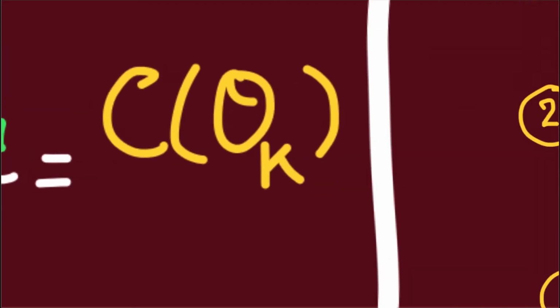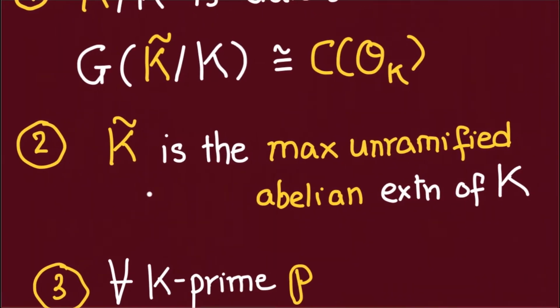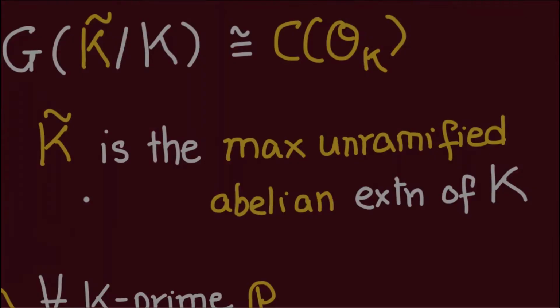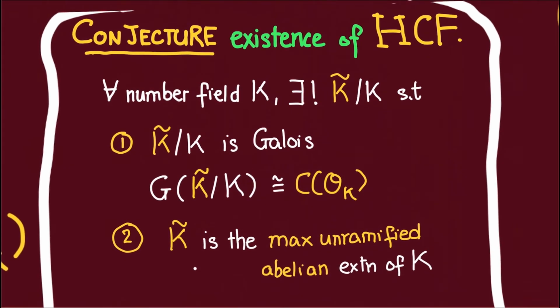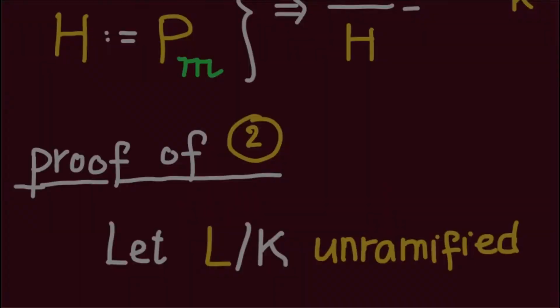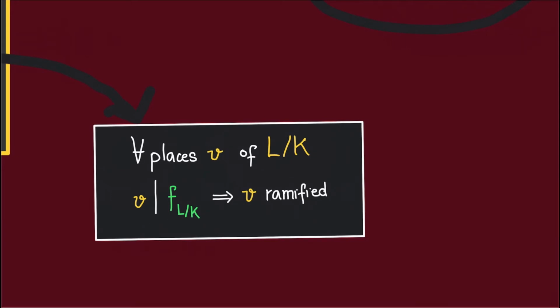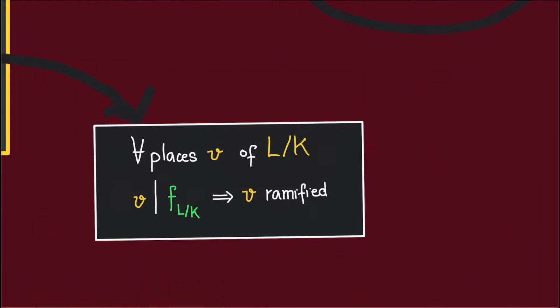And now we're ready to prove number 2, i.e. we want to prove that k tilde as constructed is going to be the maximal unramified abelian extension of k. This is usually used as a definition of the Hilbert class field of k. Okay, so let us start with an abelian unramified extension L over k. Recall that in the previous video, we discussed the fact that the primes of k that ramify in L are exactly those that divide the conductor of L over k.